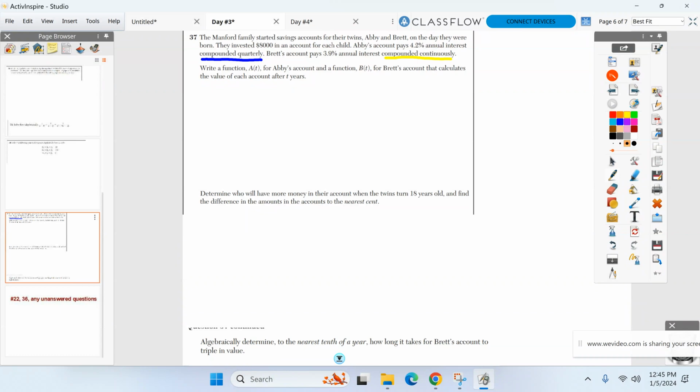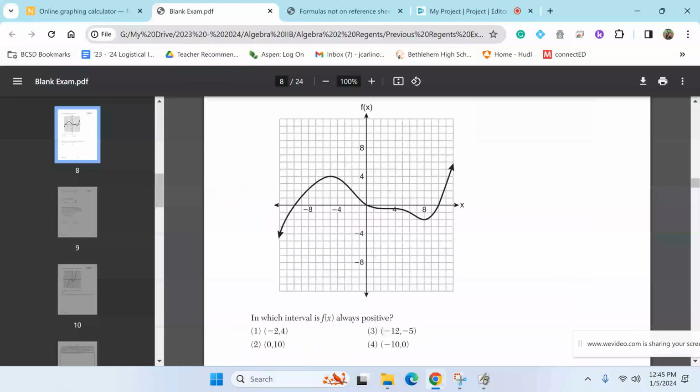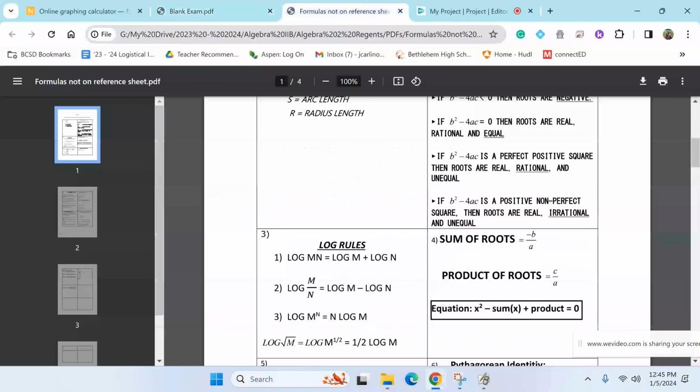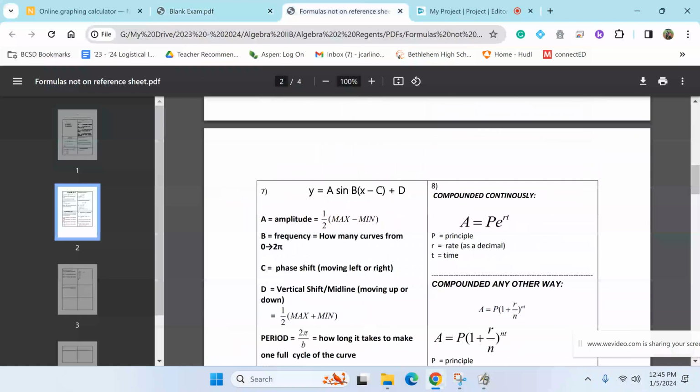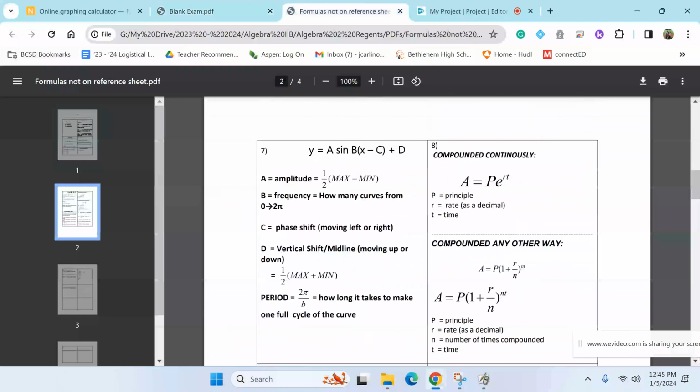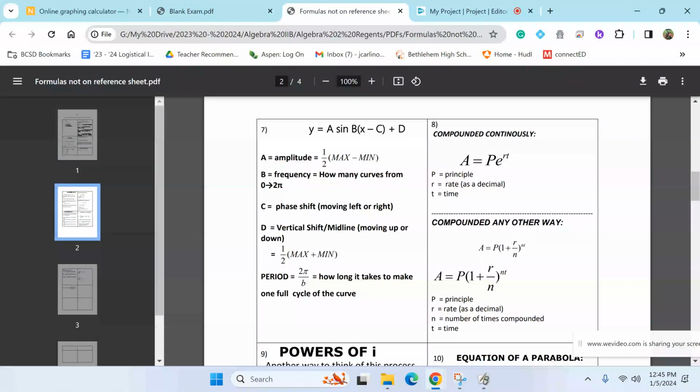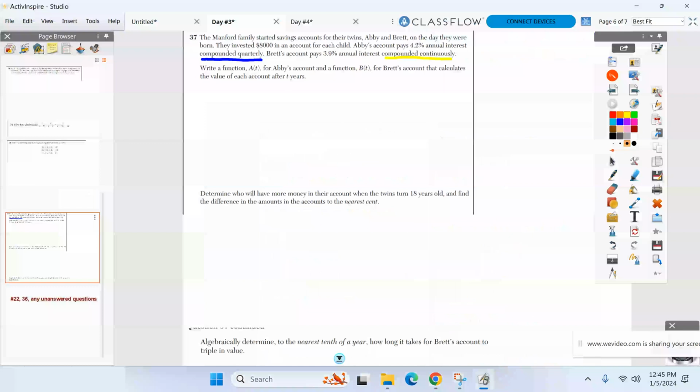So can you please go to your formula sheet for me? I wrote this all out for you guys on there because it comes up every year. Number 8, which is compounded continuously versus compounded any other way. We're going to use both formulas right now. Who was the first one here? Abby? All right, because it's asking us to write an equation that represents both accounts.